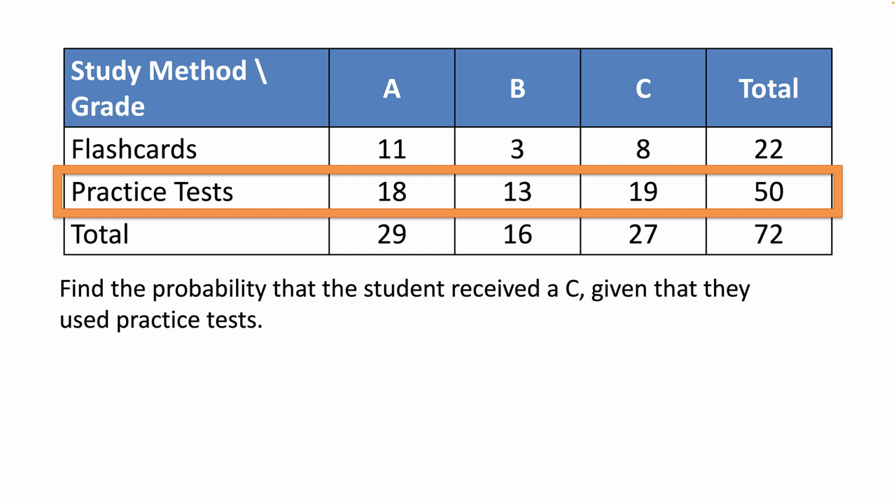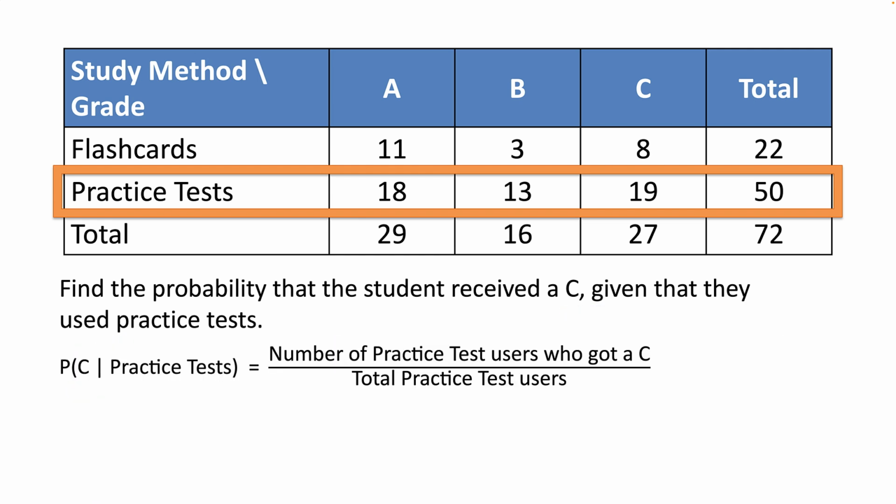Now let's take a look at how the formula would work. This problem asks us to find the probability that the student receives a C given they use practice tests. To find this probability, we'll find the number of practice test users who got a C and divide that by the total number of practice test users. Note, not the total number of students in the survey. For conditional probability, we're only looking at the established condition. In this case, it's the students who use practice tests.